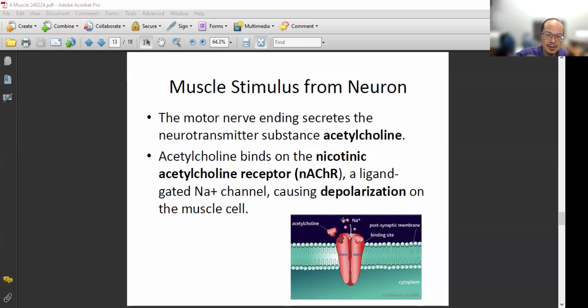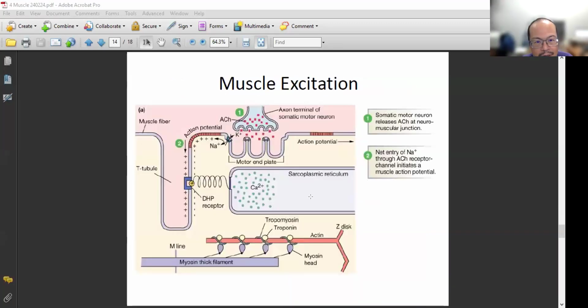And by injecting sodium into it, you move the membrane potential to be above the threshold and then trigger an action potential. So that's that. All right, so that's here.